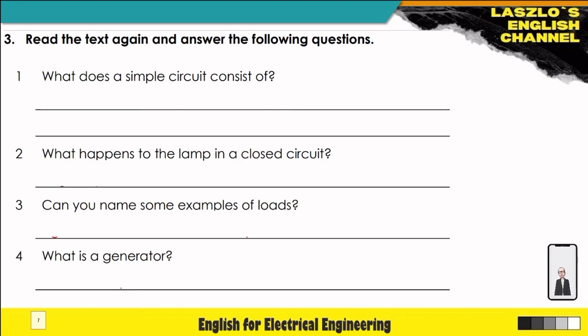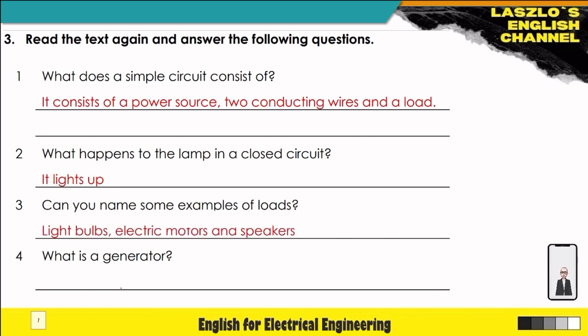Answering comprehension questions now. This again, to check your answers. What does a simple circuit consist of? It consists of a power source, two conducting wires, and a load. What happens to a lamp in a closed circuit? It lights up. Can you name some examples of loads? Well, of course we can. Light bulbs, electric motors, and speakers. What is a generator? An example of loads.